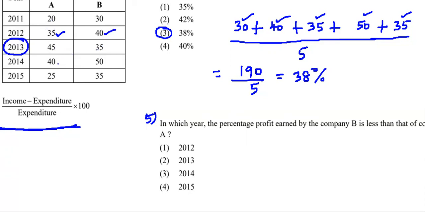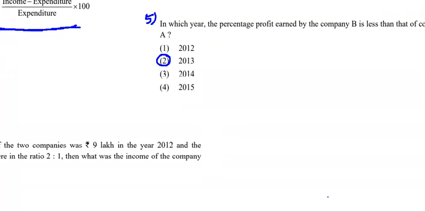Is it or not? Check for the other years. 40, 50. In 2014, again A is lesser, and in 2015, 25, 35, again A is lesser. So 2013 is the only year where B's profit percent is lesser than A. So option 2, which is 2013, matches our answer. Very simple. No calculations are needed to solve this question. Just basic observation helps us get the answer.